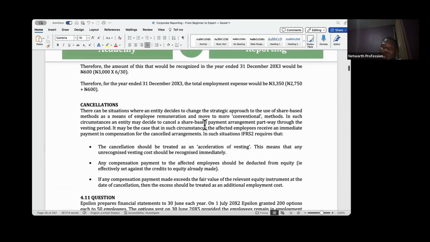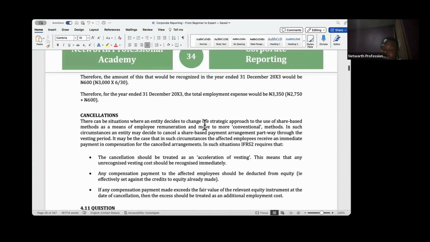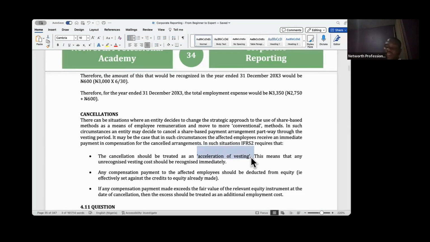So what I've just explained, if you understand that, then you won't have to cram all the technicalities here, because what I've just told you is that the cancellation should be treated as an acceleration of vesting. In the second year, the remaining part of that 11,000 will be recognized immediately. In technical terms, you're accelerating the vesting. So vesting that should happen in 2 years, we are accelerating it, so it's happening in the second year.